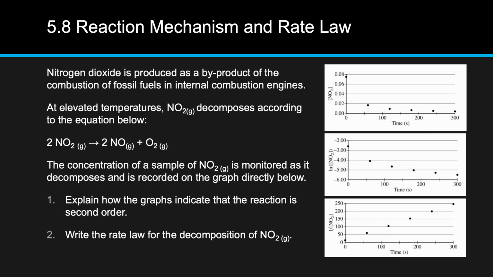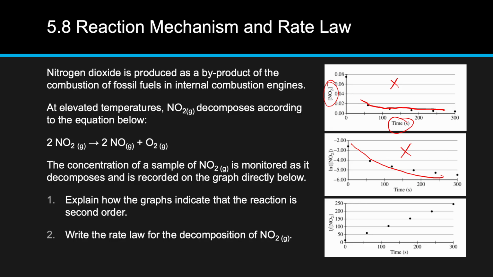In this reaction, we're tracking how the concentration of NO2 changes over time to figure out the reaction order. So when we graph concentration of NO2 versus time, you can see that the data is curved. So it is not going to be zero order, because concentration versus time is not linear. Then moving on to the natural log of the concentration of NO2, we can still see a curve here, which means it is also not first order.